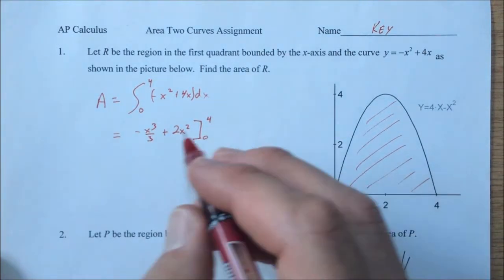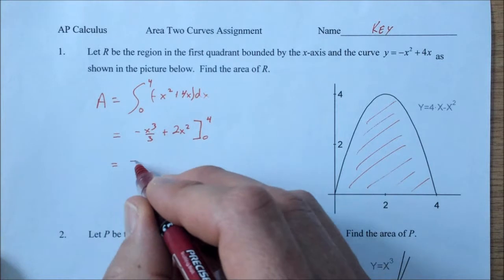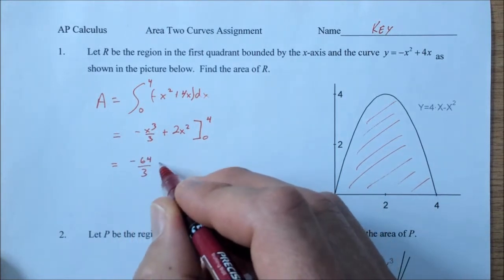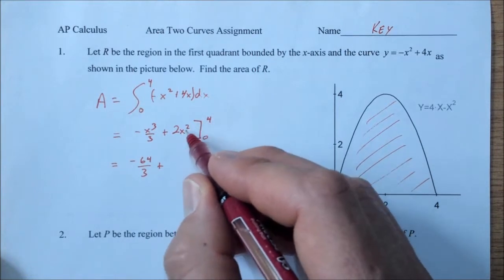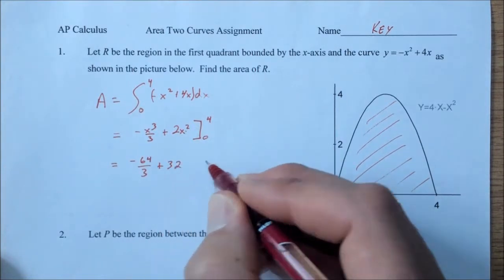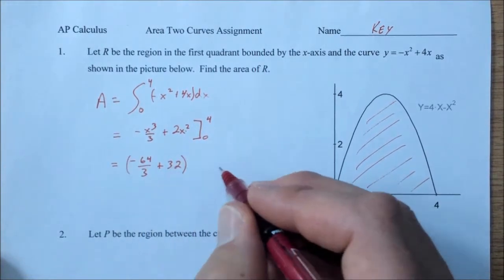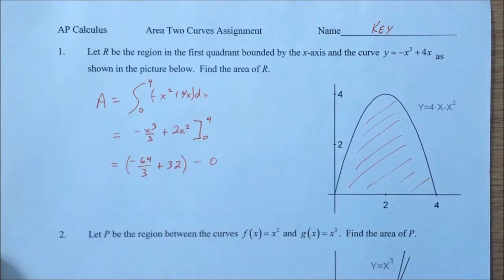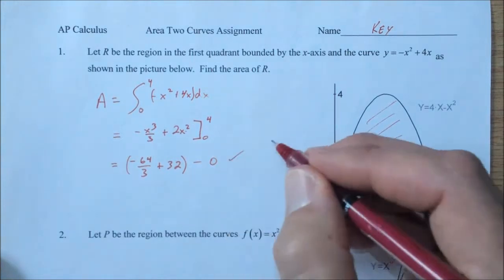We're going to plug 4 in first, so we have negative 64 thirds, since 4 cubed is 64, plus 4 squared is 16, doubled is 32. That's what happens when we plug in 4. Now we're going to plug in 0. When we plug in 0, we get 0. So this answer is good right here.